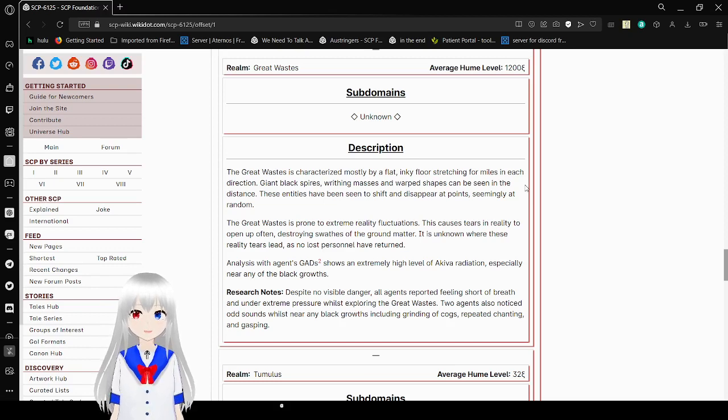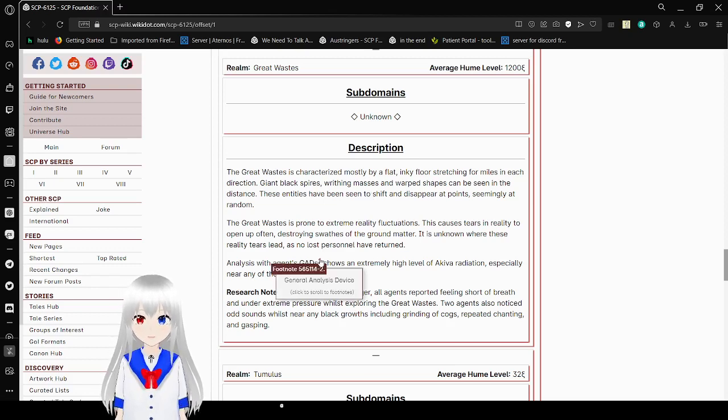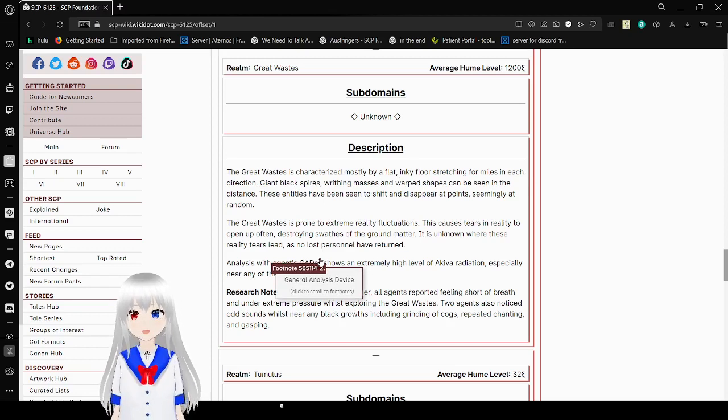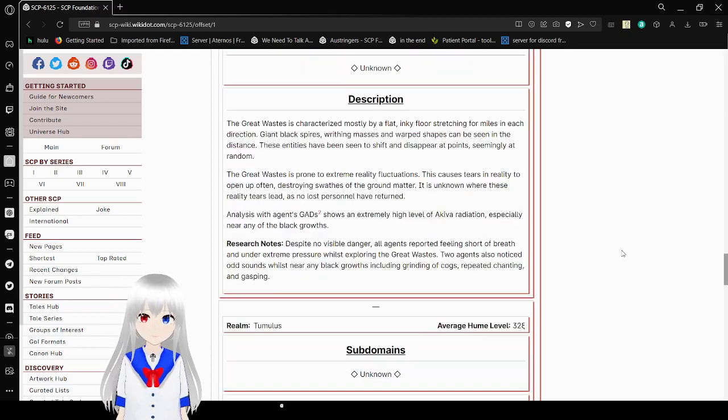The Great Waste is prone to extreme reality fluctuations. This causes tears in reality to open up often, destroying swaths of the ground matter. It is unknown where these reality tears lead, as no lost personnel have returned. Analysis with agents and GADs, which is General Analysis Devices. That's just lazy and not even worth acronyming, honestly.